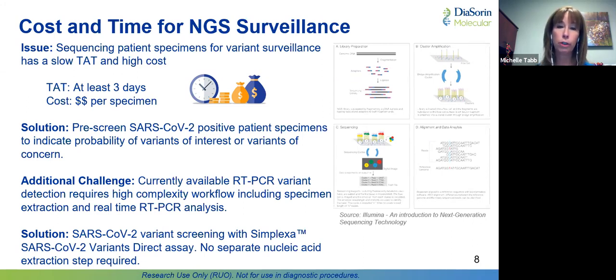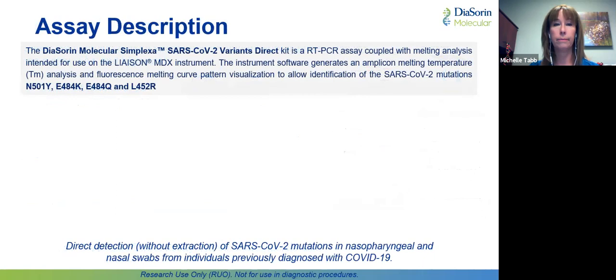And so the solution I want to talk to you about today is the one that we have here at DiaSorin Molecular, and that is for screening with the Simplexa SARS-CoV-2 variants direct assay, where no separate nucleic acid extraction step is required. The assay itself takes about 100 minutes, so a bit longer than our standalone SARS-CoV-2 assay, but allows detection of the mutations associated with some of these variants, which would allow sort of a step in between the detection of positivity and selecting samples for this next generation sequencing or surveillance.